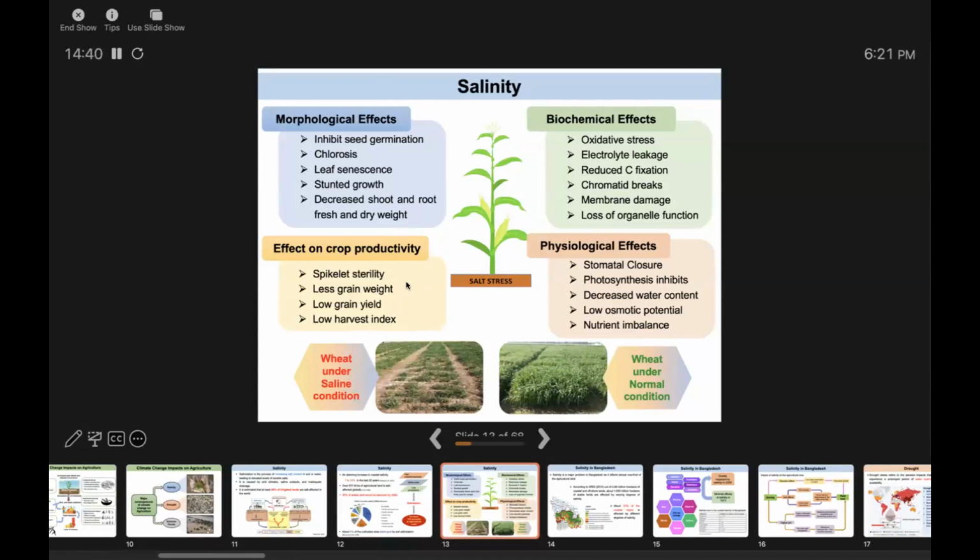So morphological effects in this case inhibit seed germination and cause chlorosis, a kind of unavailability of some nutrients. Leaf senescence, stunted growth, decreased root fresh weight and dry weight. In case of biochemical effects: oxidative stress, electrolyte leakage, reduced carbon fixation, membrane damage, loss of organelle function.